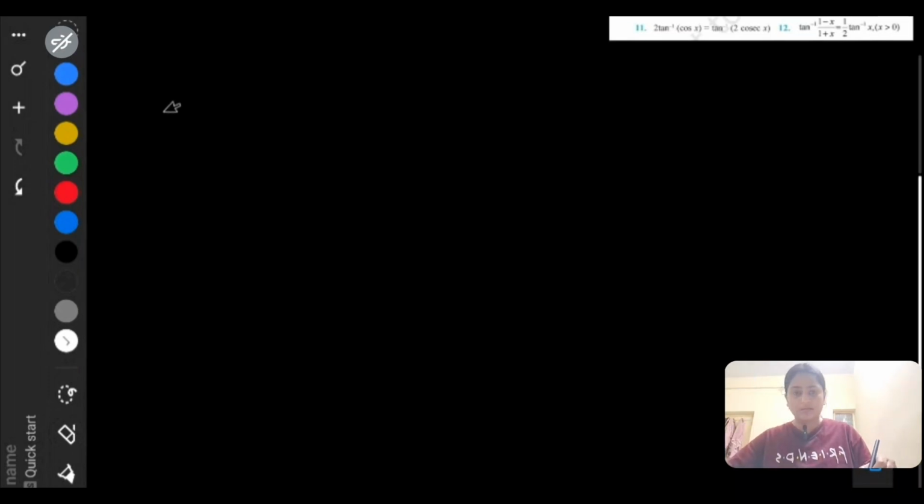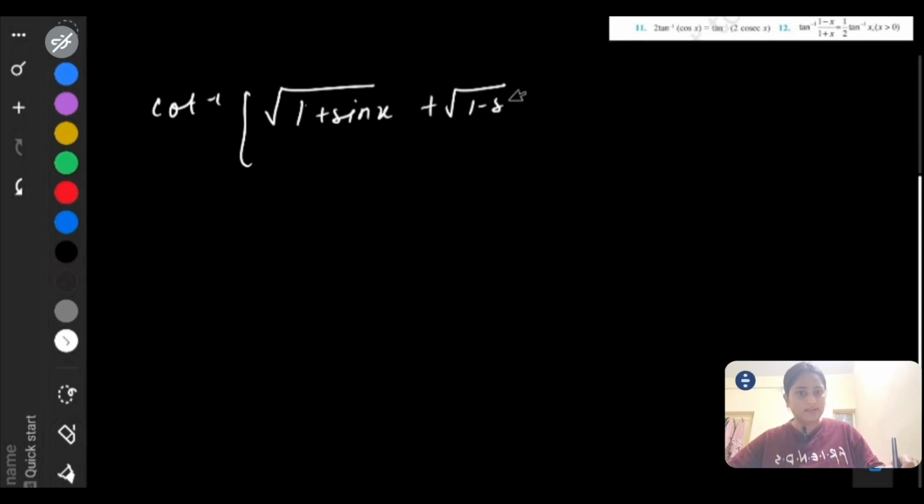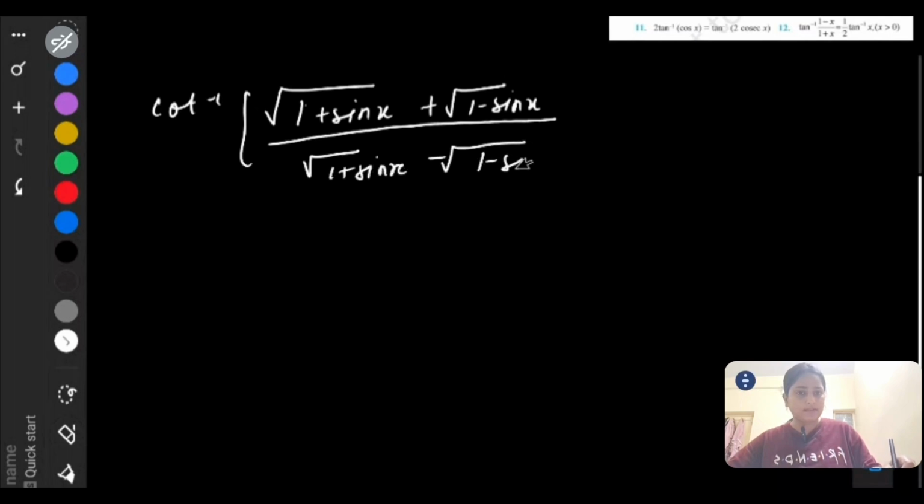Okay. Question. So cot inverse. What is in the numerator? 1 plus sine x plus under root 1 minus sine x, divided by under root 1 plus sine x minus under root 1 minus sine x. And we have to rationalize, so we will multiply and divide by the denominator with the sign changed. You know how to rationalize.